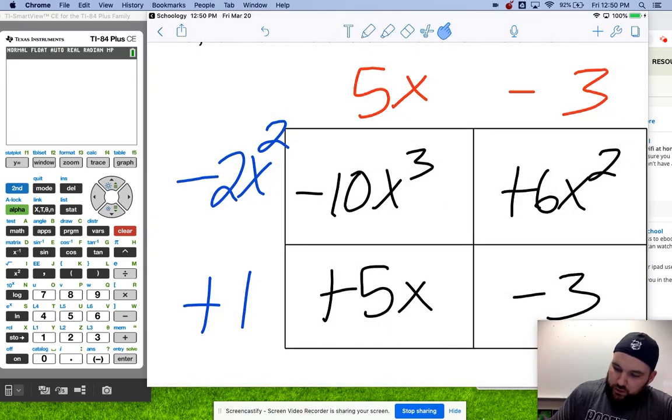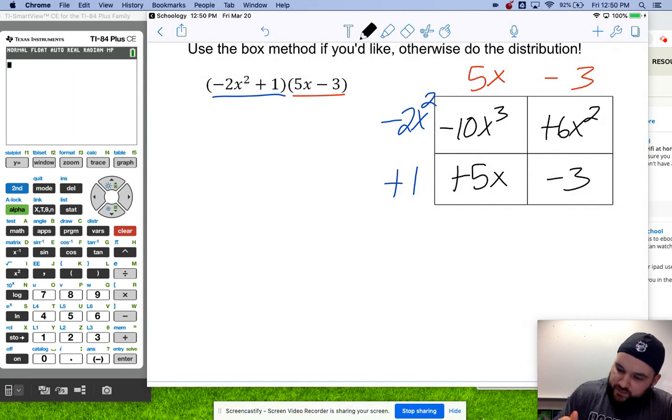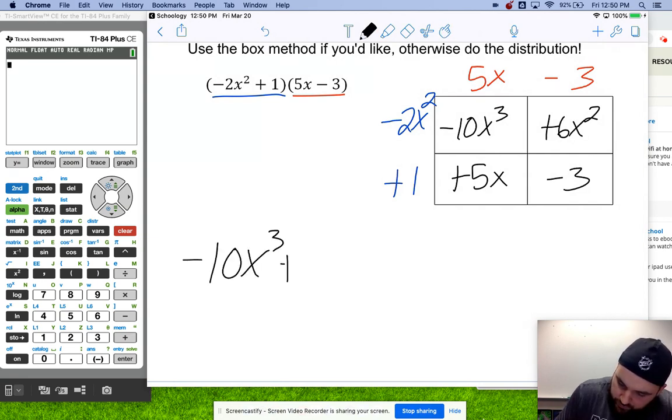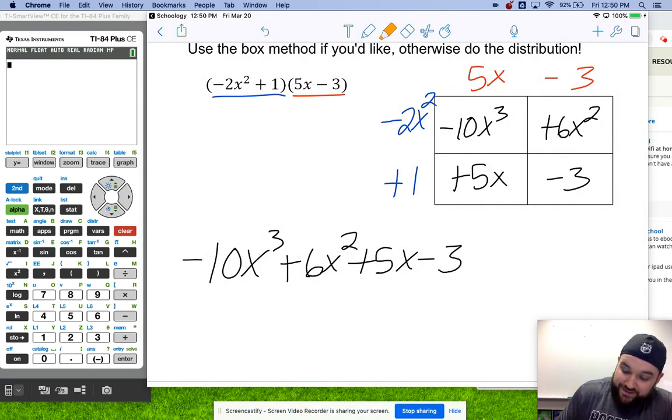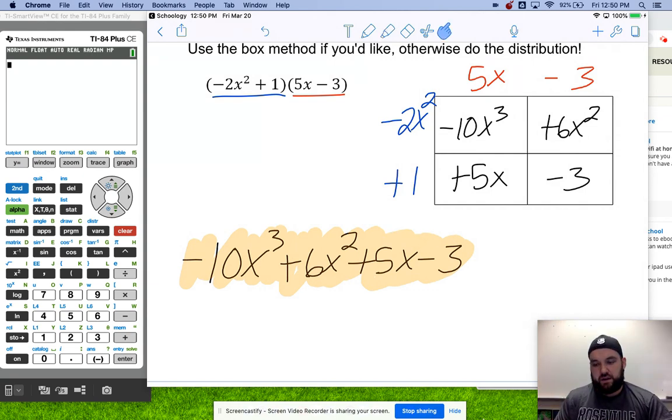Okay. So I have these four terms. Negative 10x to the third plus 6x to the second plus 5x minus 3. And what I see in this particular problem is all four of these terms have different exponents. So I can't do any combining like terms, and so I'm done, which is kind of nice.